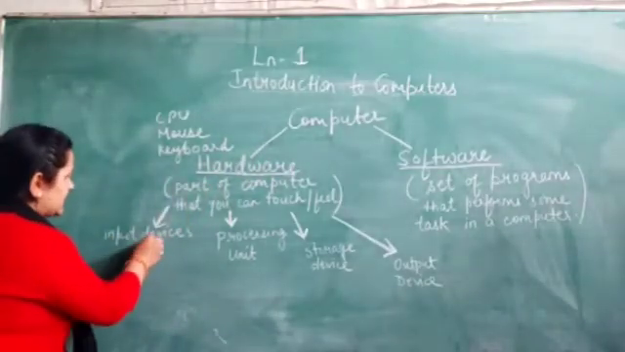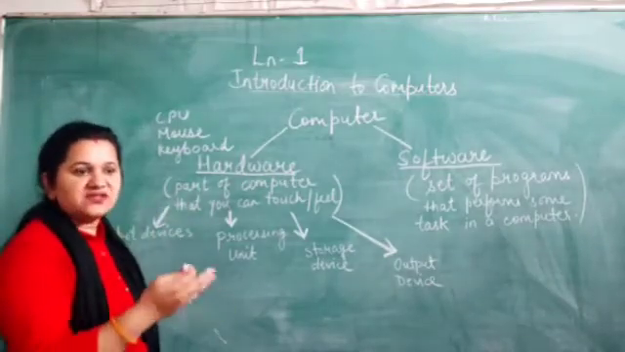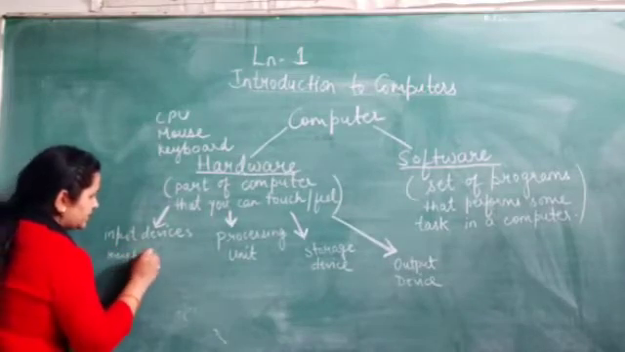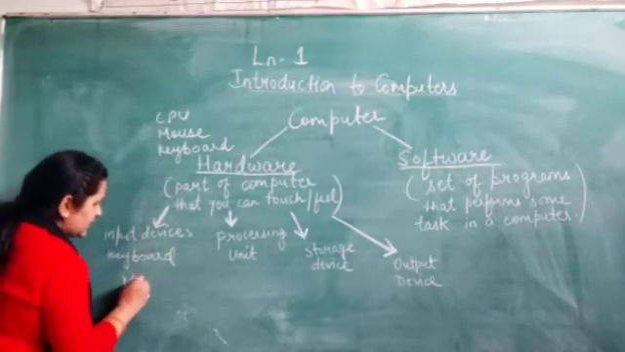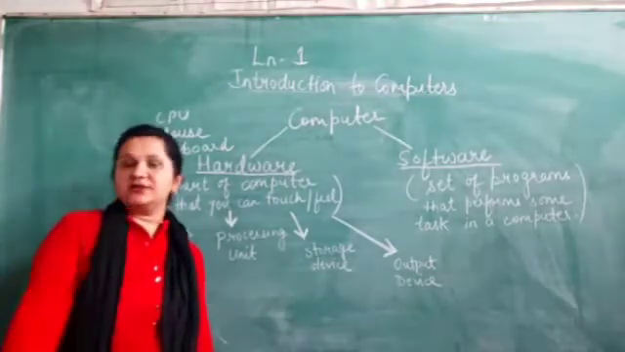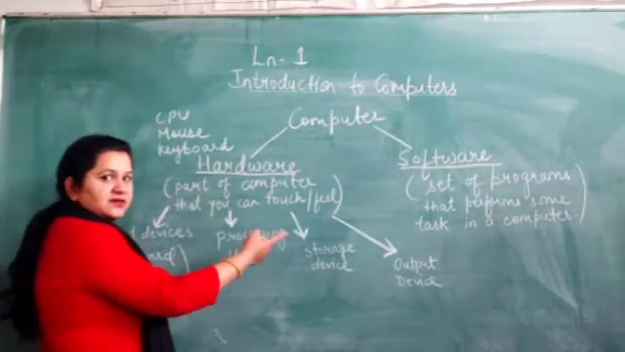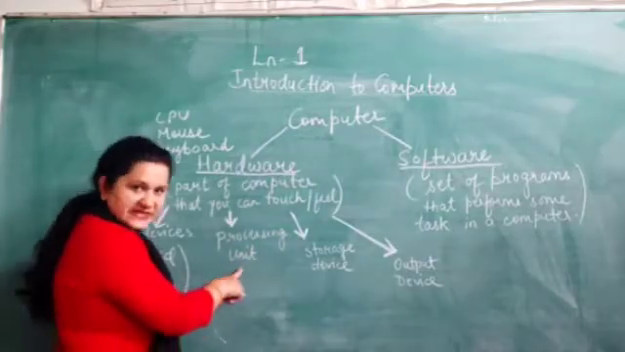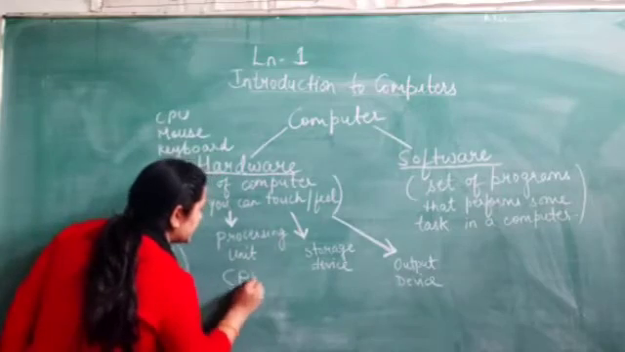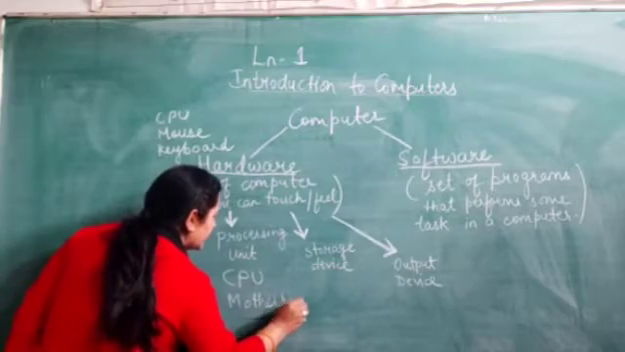Now, input devices. Input devices are the devices which we use to enter data or instructions into the computer. Like what? Keyboard, mouse. So keyboard and mouse are the input devices with the help of which you can enter the data into the computer. Next, if you have entered the data, what is the next step? It will process it, and it will process it with the help of what? Yes, children, it will process it with the help of the CPU and motherboard.